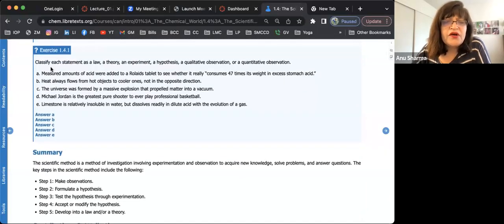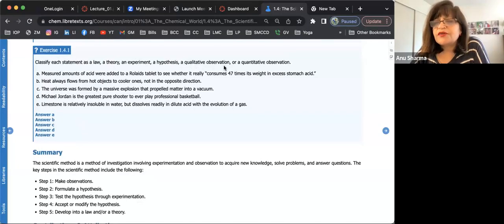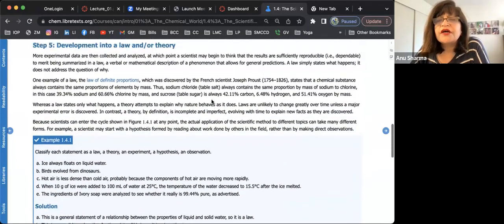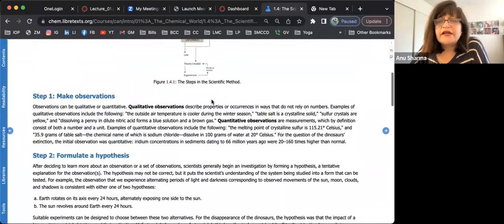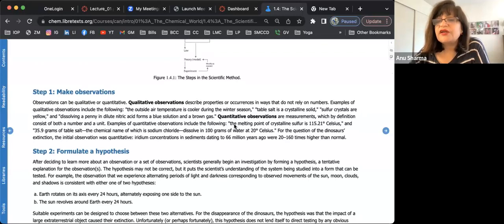In this exercise scenario, classify each statement as a law, a theory, an experiment, a hypothesis, a qualitative observation, or a quantitative observation. So this is what it didn't cover. Qualitative observations describe properties or occurrences in ways that do not rely on numbers. For example, the color change, whether something is a solid, liquid, or gas, or what the smell is. That is a quality of the observation. Quantitative observation uses numbers, measurements, formulas and units, okay?